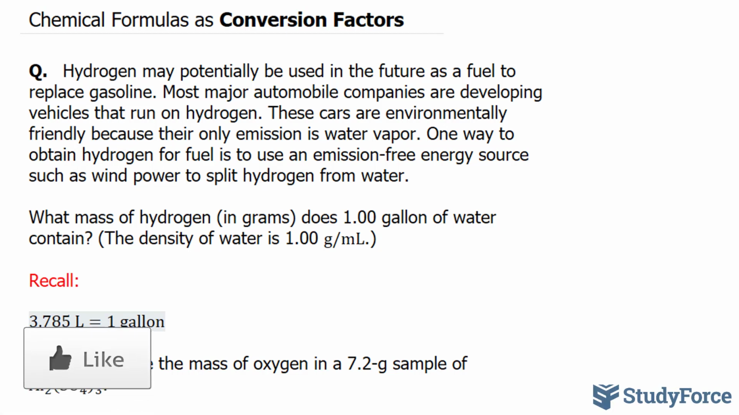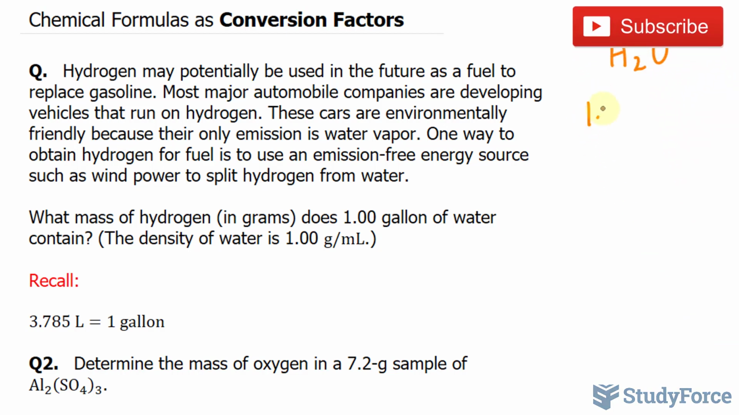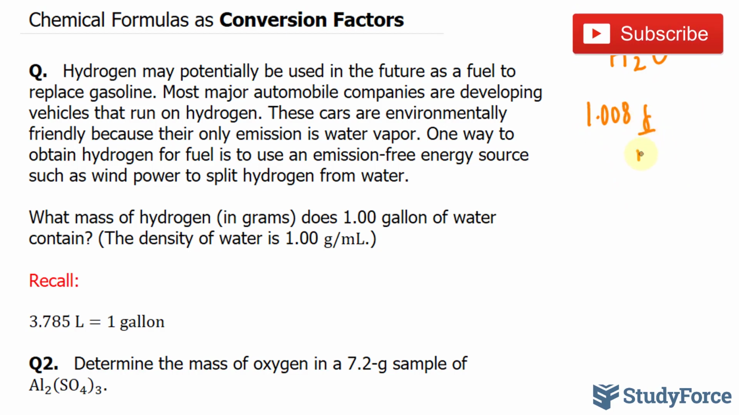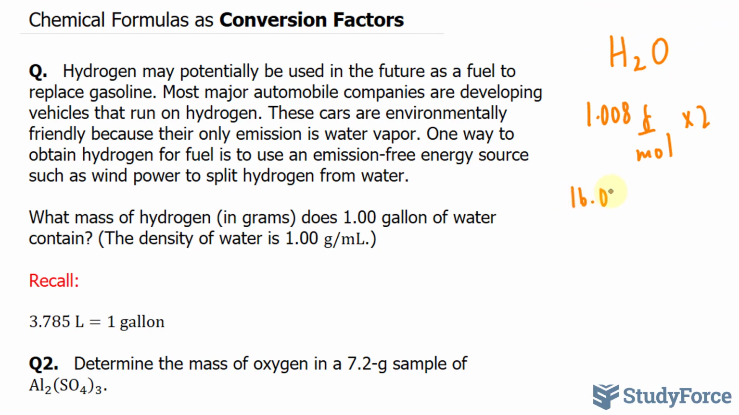I want to start off by writing out the chemical formula for a water molecule, and we all know that it is H2O. Next, I'll find the molar mass of one molecule of water. And I can do that by taking the molar mass of each individual atom and multiplying it by the amount of atoms that are found in one molecule. So I'll take 1.008 grams per mole of hydrogen and multiply that by 2, and take 16.00 grams per mole of oxygen and multiply that by 1. And these numbers can be found on your periodic table.